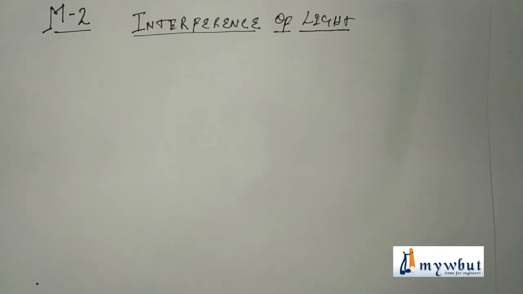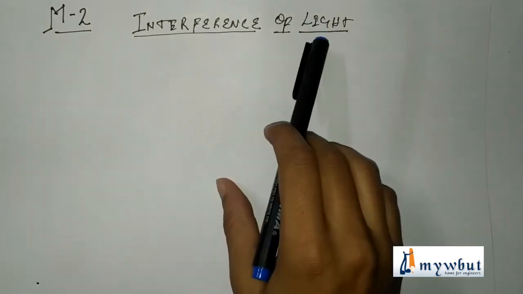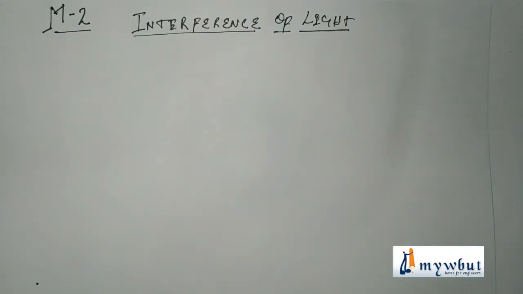Hello friends, welcome to this new module, that is module 2, and part 2.1 from optics 1, which is interference of light. So first of all, we will get to know a few terms: wavefront, types of wavefront, and what is interference. Then we will know what is coherence, the property of coherence, and coherent sources.